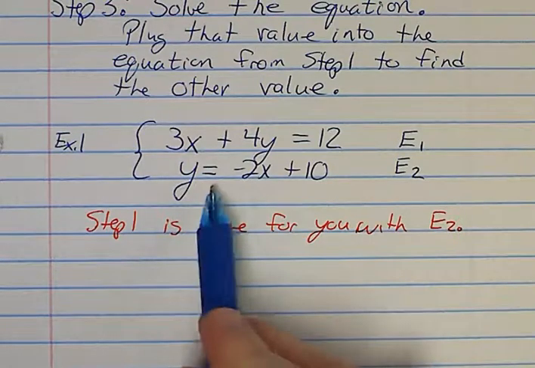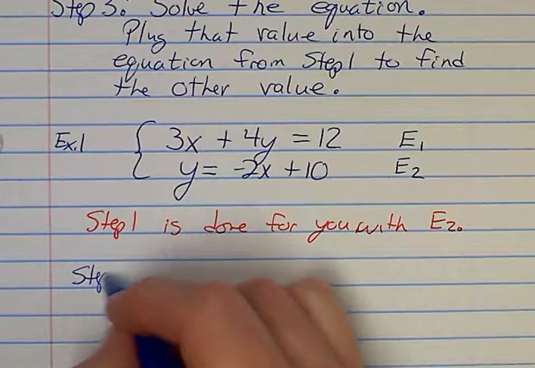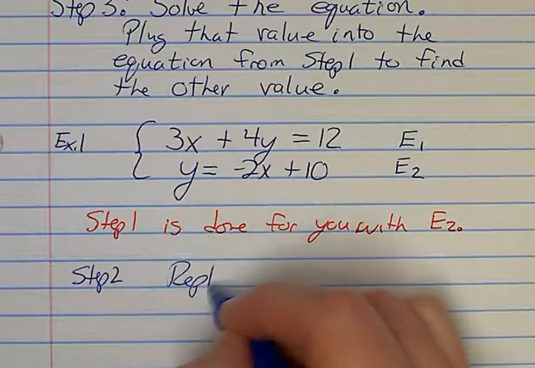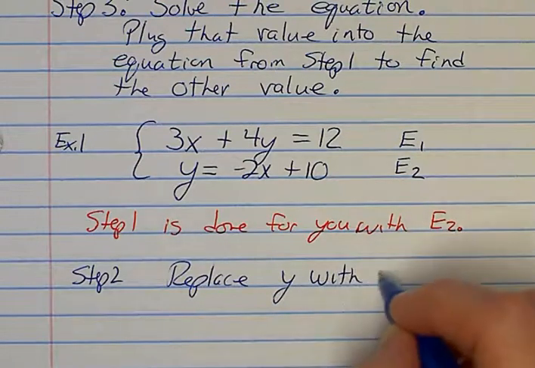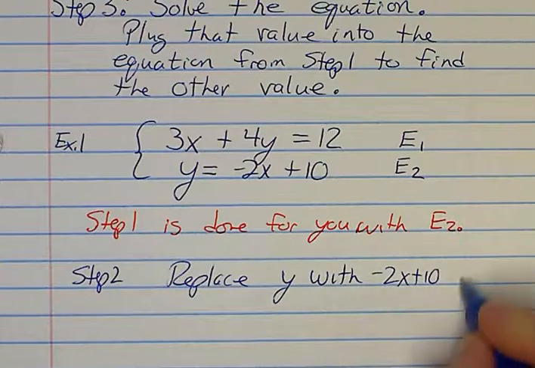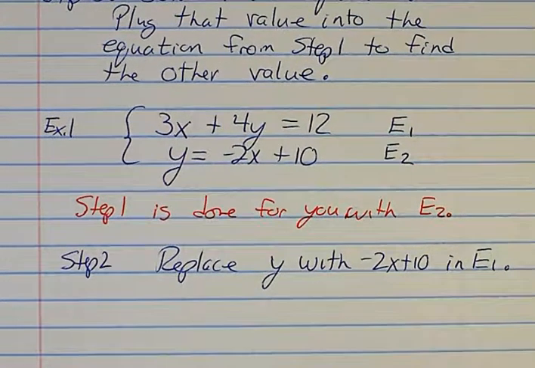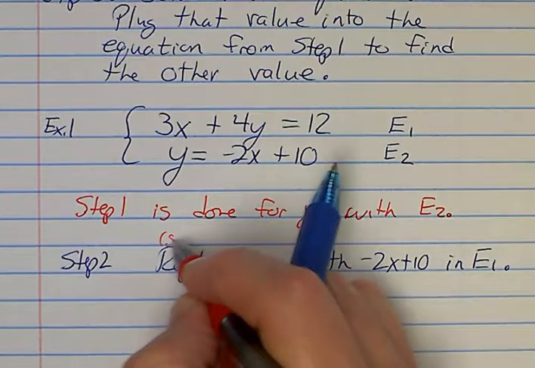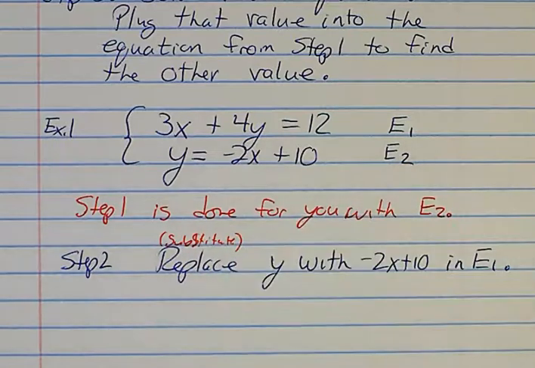Okay, so you've got y equals negative 2x plus 10. So what you're going to do for step 2 is basically replace y with negative 2x plus 10, and you're going to do that in equation 1. And that's the whole substitution or replacing thing. When I say substitute, replace, that's the same thing. So you're going to replace or substitute y with negative 2x plus 10.